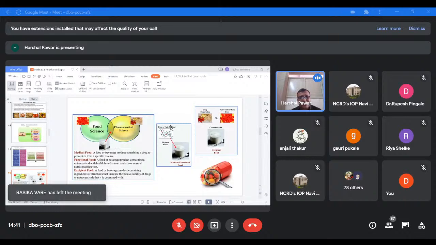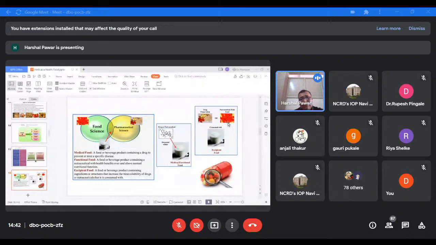Right, so here you can see three different terms have been used. One is medical food, second is functional food, and third one is excipient food. Right, so in case of medical food, a food or beverage product containing a drug to prevent or to treat a specific disease, right? Functional food, we already discussed: a food or beverage product containing a nutraceutical with health benefits over and above normal nutritional function. Right, here you can see some drug components or nutraceutical components are dispersed in a food product, right? And then it is dispensed to the patient or to the person.